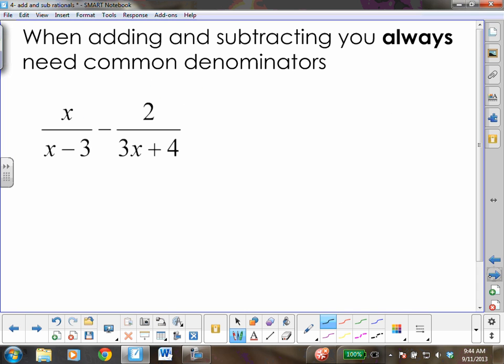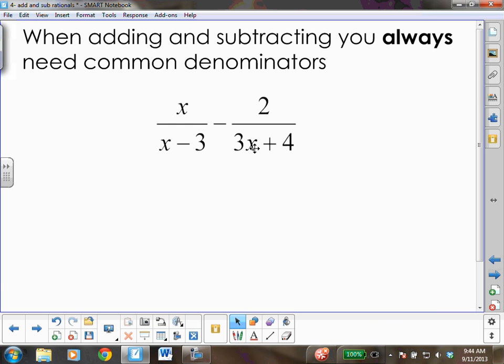Let's apply this concept to a situation that involves variables. When you're adding and subtracting, you need to have common denominators. The first step for you should be to factor if you can, because that'll save you problems later on. In this case, both of my denominators are factored. So I want to think about what the common denominator between these two should be.